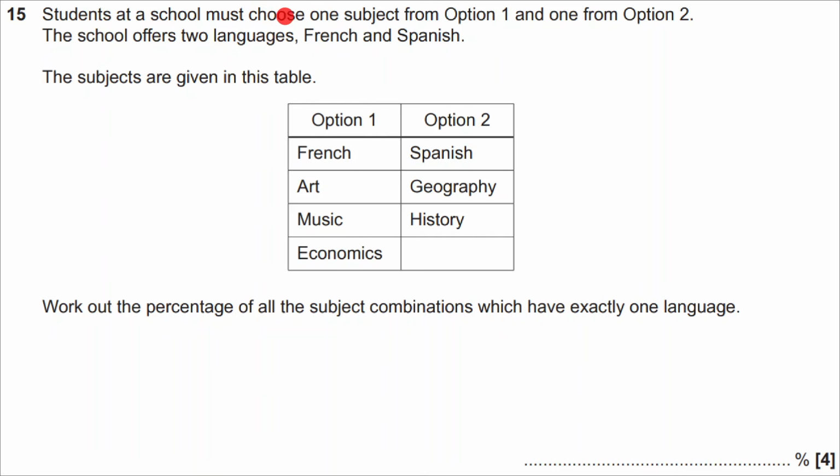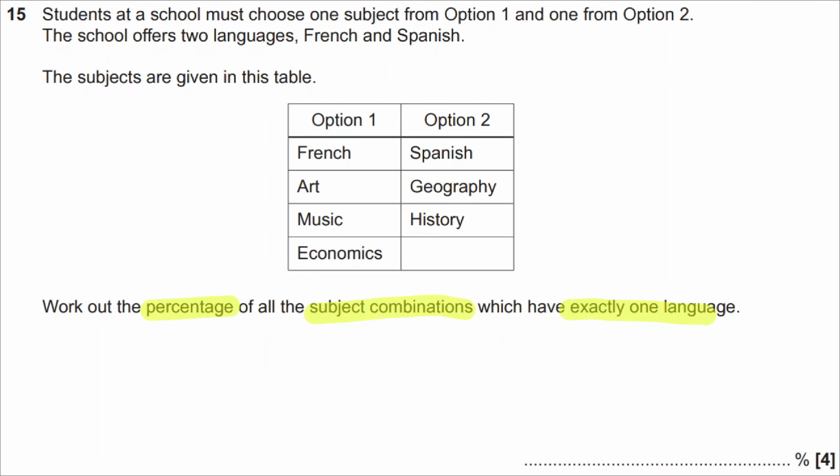Students at a school must choose one subject from option 1, which you can see down here, and option 2, as you can see down here. The subjects are given in the table. Work out the percentage of all the subject combinations which have exactly one language. Let's just look at all of the combinations. So you could, for example, go for French and Spanish, French and geography, French and history. That's one set of combinations here.